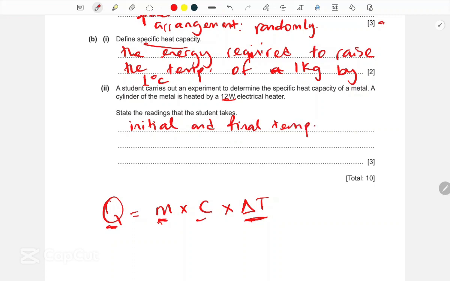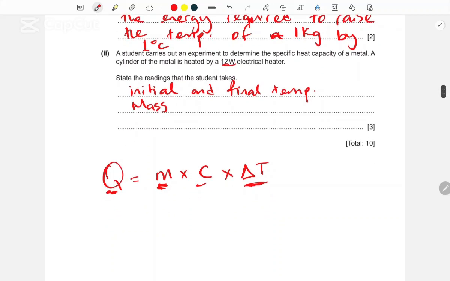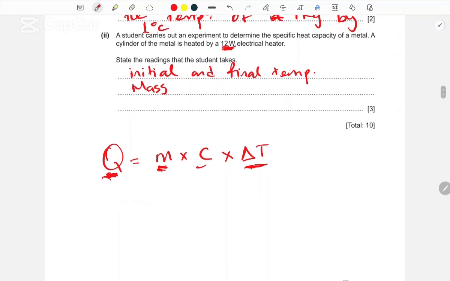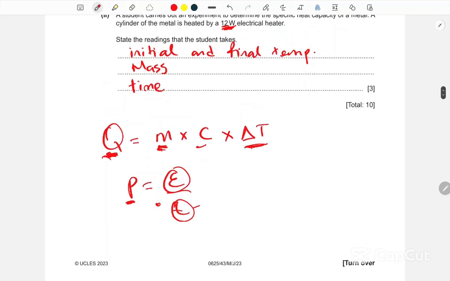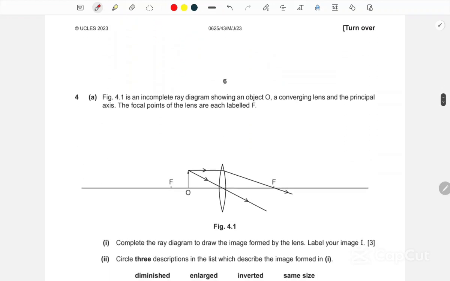Temperature. Second one, we need the mass. The last one is going to be a bit tricky, but then we need a way to find the energy somehow, and then they've given us the power. So when you look at the power formula, power is equal to energy transferred over time. So if we want to know the energy and we already have the power, that means we need the time. And then if we have the time, we can just calculate the energy by rearranging this formula. So the next one is going to be the time. So these are the 3 things the student needs.